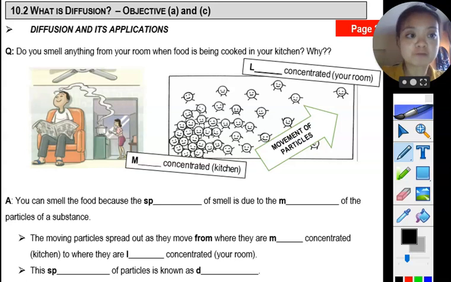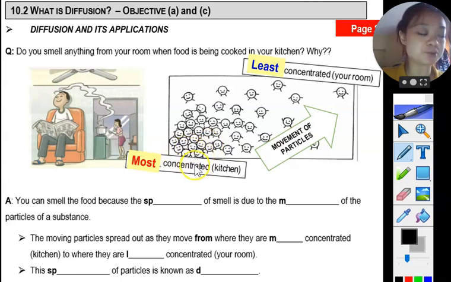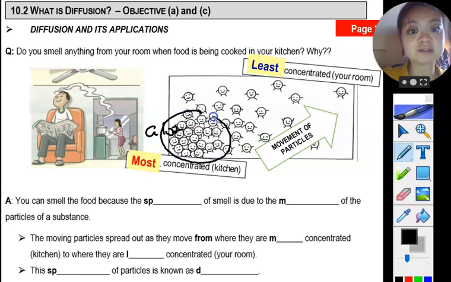So where did the food come from? From the canteen, but you were quite some distance away, right? So why is it the smell is able to reach your nose? Okay, let's have a look at this. So let's pretend that this is the kitchen. You can see the number of particles here is a lot, right? Versus here. So therefore, we say that the number of particles found in the kitchen is the most concentrated. Now, what does most concentrated actually mean? Most concentrated means that it has a lot. Okay, so you can tell that there is a lot of particles here versus your room or your class.